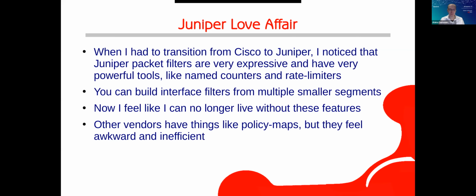Now that I've been using Junipers for a couple of decades, I feel like I can no longer live without these features. So when I look at other vendors, when I want to buy new hardware, I feel vendor locked. There are ways to do some of these things on other vendors, such as policy maps or route maps for packets and so on. But they feel awkward, and I also feel that they are often inefficient, and they might still have some restrictions or limitations.